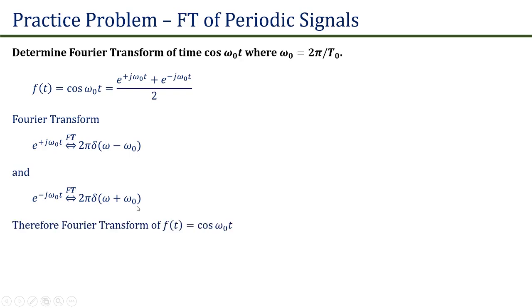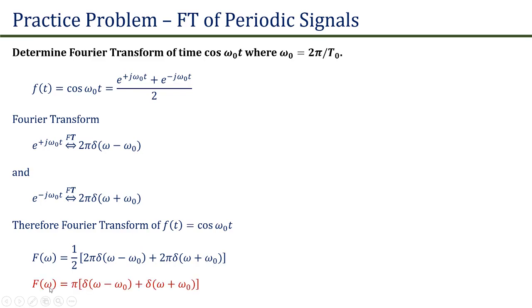By using the linearity property, we can say the Fourier transform of the signal f(t), F of omega, is equal to 1 upon 2 into 2 pi delta function of omega minus omega naught plus 2 pi into delta function of omega plus omega naught. Finally, we will get F omega is equal to pi into delta function of omega minus omega naught plus delta function of omega plus omega naught. If we plot, we get two impulse functions shifted at minus omega naught and plus omega naught, whose amplitudes are pi.